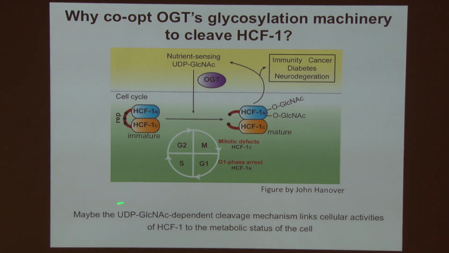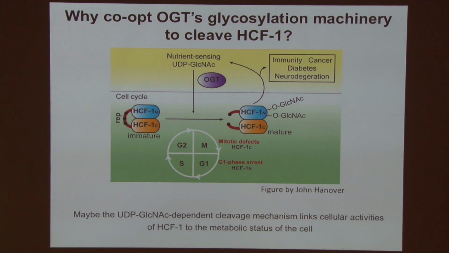So what people have suggested is that maybe this UDP-GlcNAc dependent cleavage mechanism is a way that you can sort of tune the cell cycle to nutrient conditions and modulate them a little bit so it can go faster or slower depending on nutrient availability. And that at least is a hypothesis that one can begin to test.